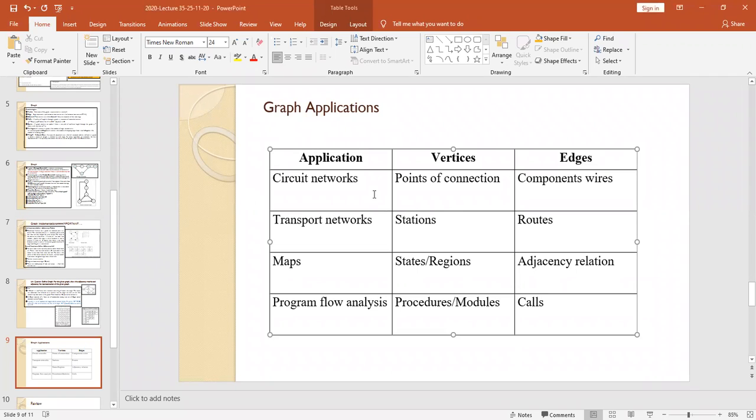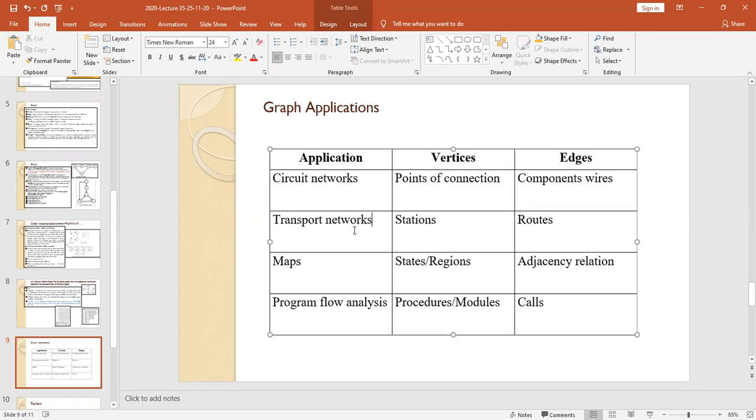So first, circuit networks. Inside that, a network means a group of nodes or systems connected together. Those systems are called vertices, and if two systems are connected to each other, we call it an edge. So an edge means a wire which is connected between two systems.